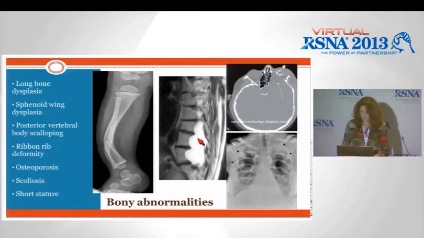Posterior vertebral body scalloping that is a sequela of spinal dural ectasia. Defective ossification of the sphenoid bone that is seen 50% of the time in NF1 can result in facial asymmetry. The left globe here is small and calcified due to neurofibromatosis of the left orbit. And ribbon ribs are also a classic finding of NF1.